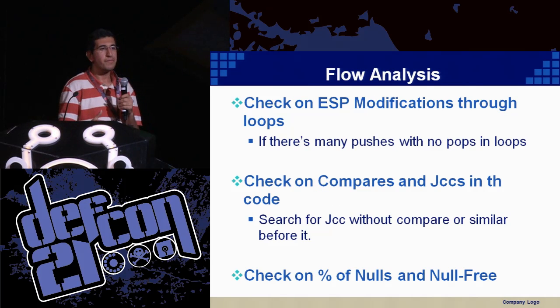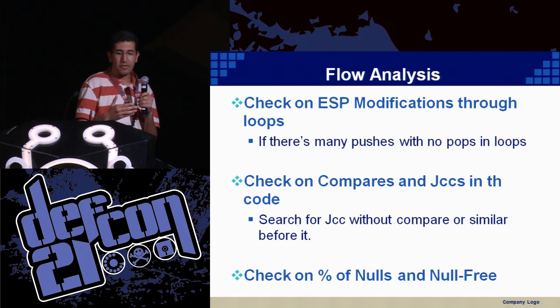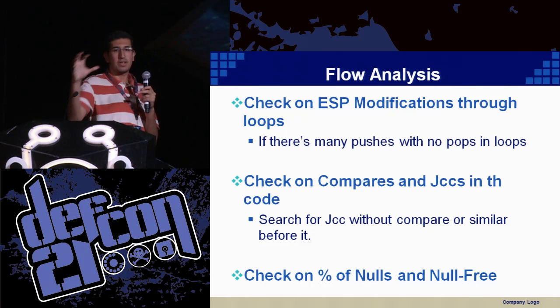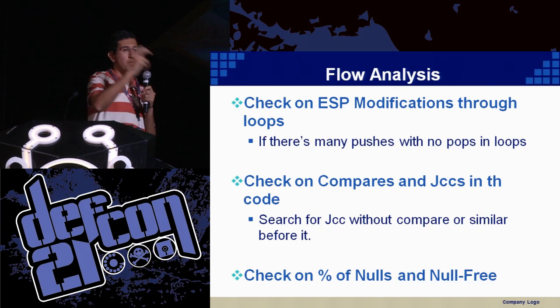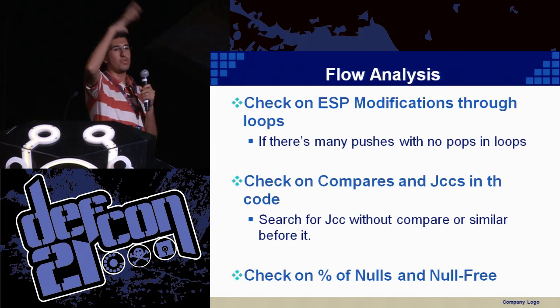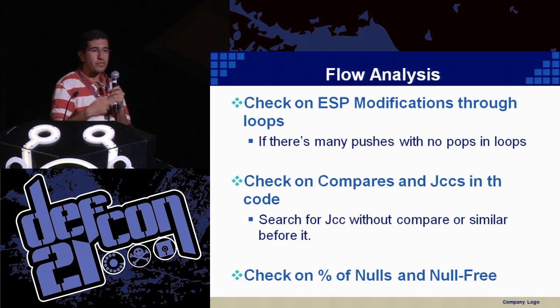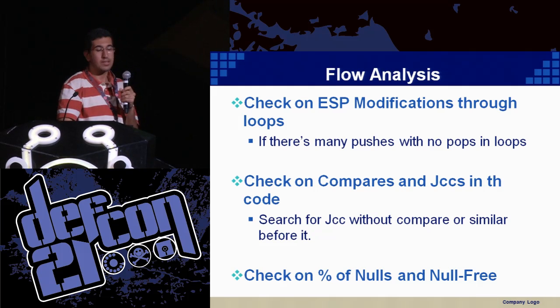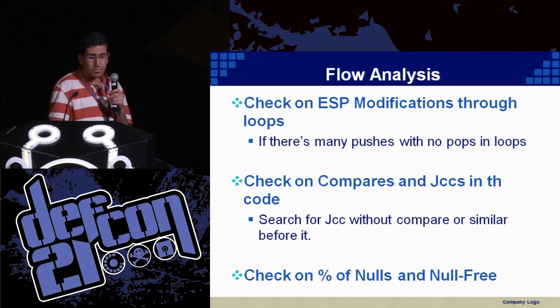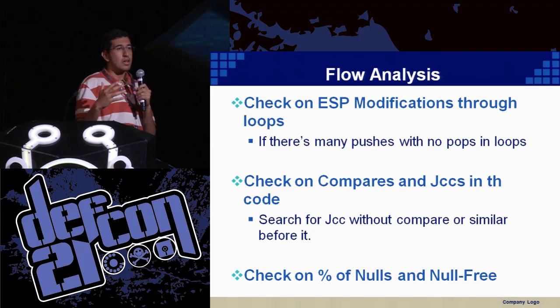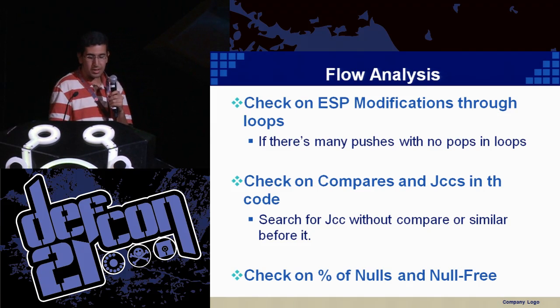And then we do some flow analysis. Simply, if you have a loop and it saves something in the stack, it should get back the value that it saved, because the stack is like a cup of water. You add to it and then you take from it, so you can't fill it until it overflows. You need to add to it and then take what you added. So if you have a loop, you should have push and pop. You should have one instruction add to the stack and another instruction take from the stack. So we check on this. We check on compares and jumps and all of this. We check for null-free bytes.